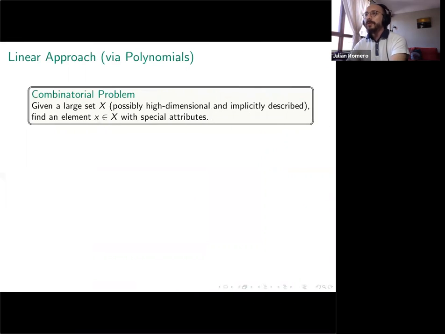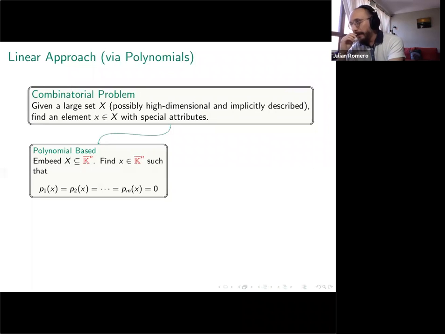So what I'm going to do is introduce a way to solve combinatorial problems using a hierarchy of systems of linear equations, and the way we're going to do it is by using a system of polynomial equations, right? So this is how it's going to be. I'm giving again the set, and then I'm going to formulate it using a system of polynomial equations, so that the element X with special attributes that I'm aiming to find is exactly one of the solutions to the system of polynomial equations, like it shows here.